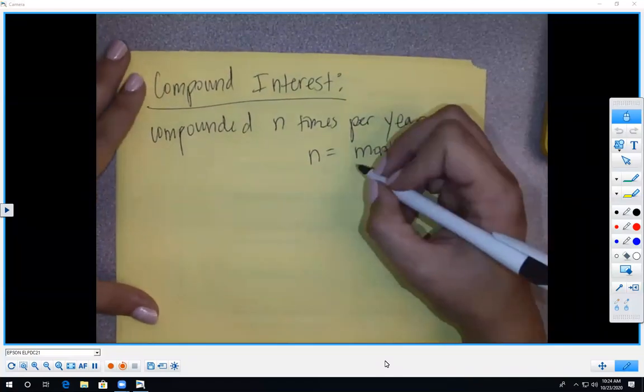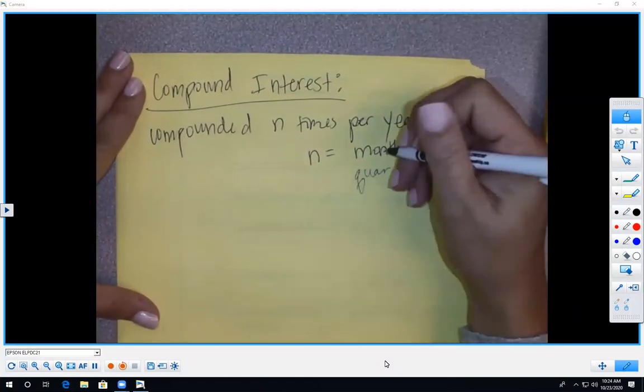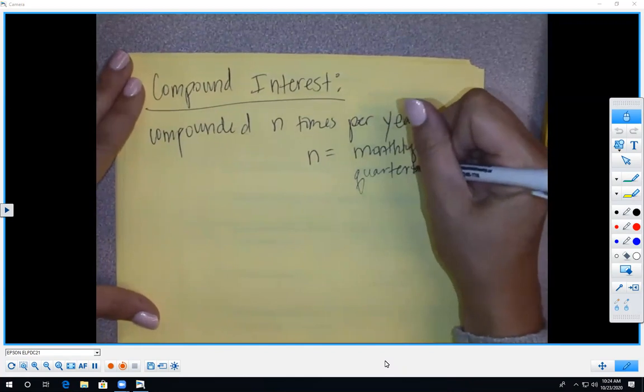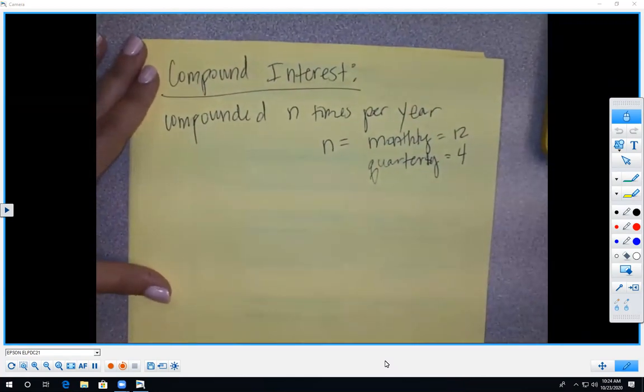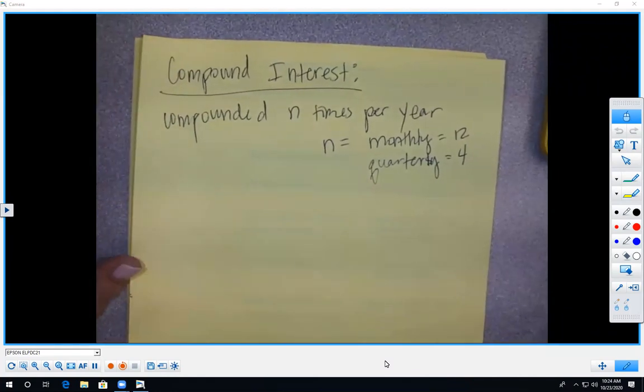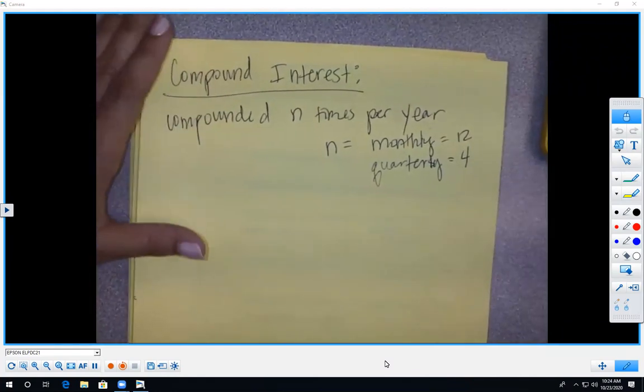What about if it was quarterly? How many quarters are in a year? 4 quarters in a year. Each quarter is 3 months. So it's like every 3 months you're getting your interest accrued.